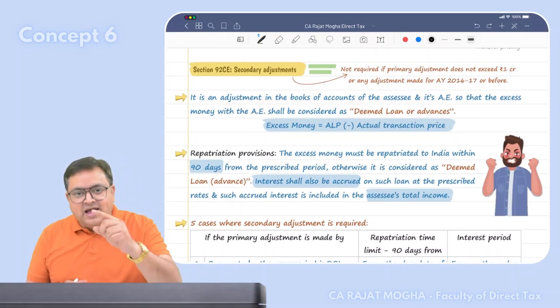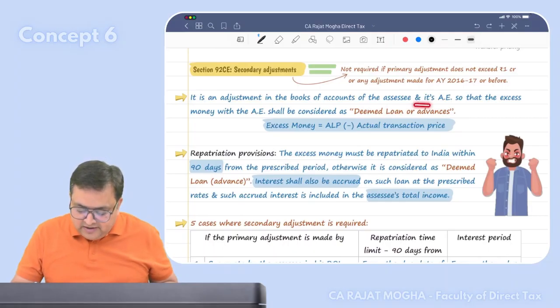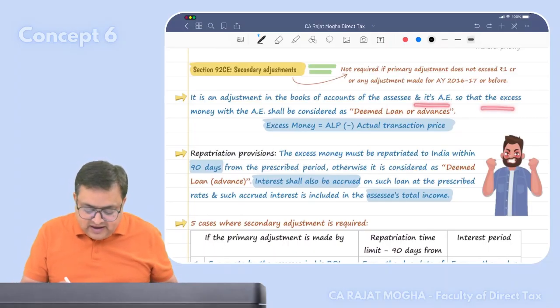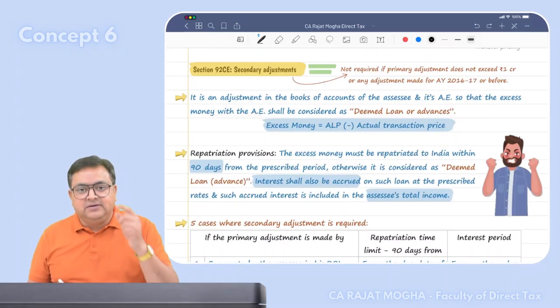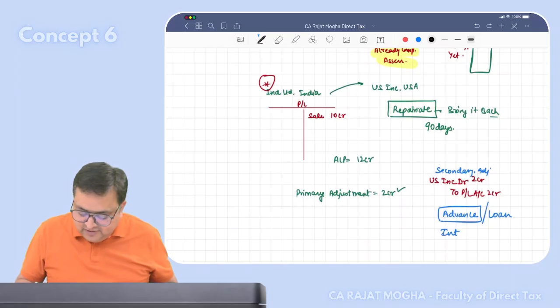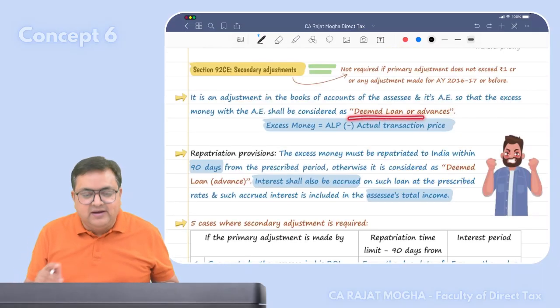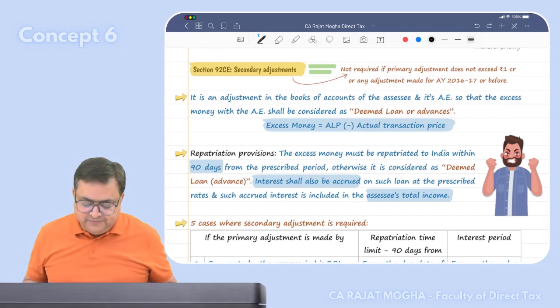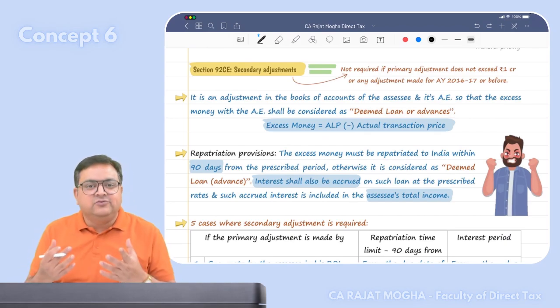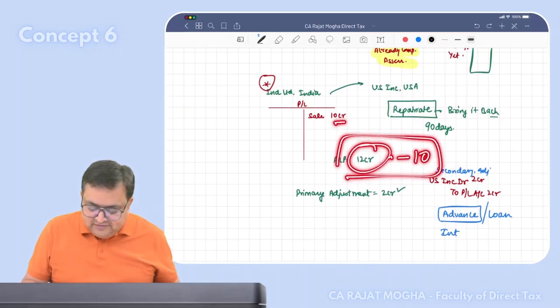You have to actually make that person a debtor, the assessee and its associate enterprises, so that the excess money shall be with the associate enterprises, the excess money which is lying with him. How much is the excess money? 2 crore rupees is the excess money. You have to bring it back, and we will make it as a deemed loan or a deemed advance. If somebody asks you how much is the excess money, sir, ALP was 12 crore. Your actual transaction price was 10 crore. So this difference is the excess money.